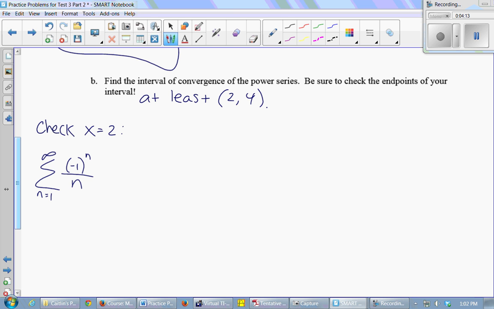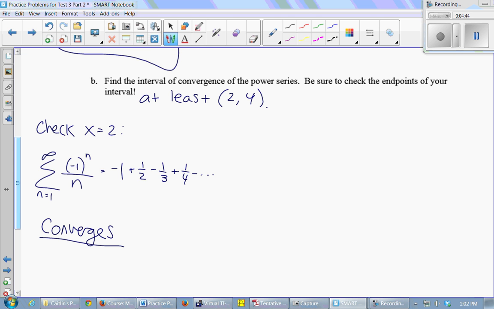Does that guy converge or diverge? It's going to converge. It's the alternating harmonic series. Even powers of n will make that positive. Odd powers of n, it'll be negative. So this is negative 1 plus a half minus a third plus a fourth. The terms are decreasing towards 0. The signs are alternating. So the alternating series test says this converges.